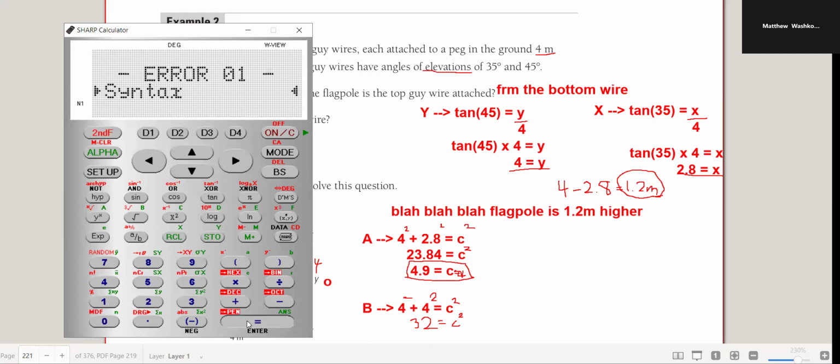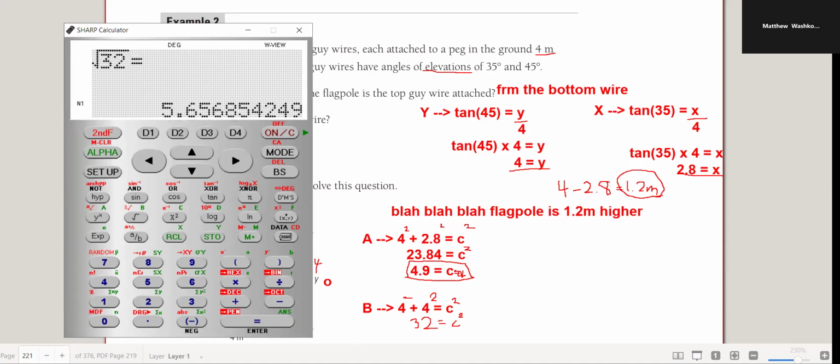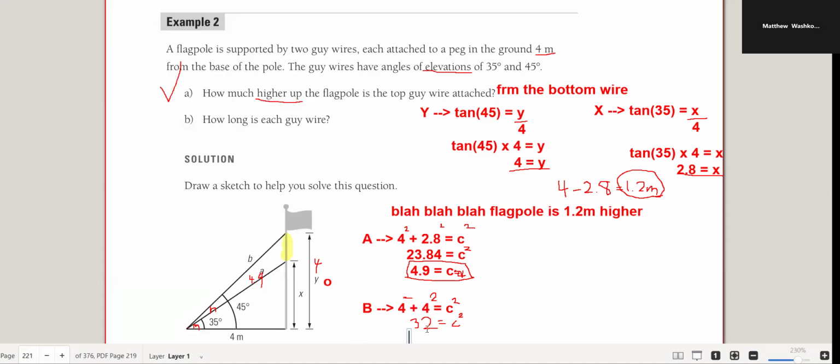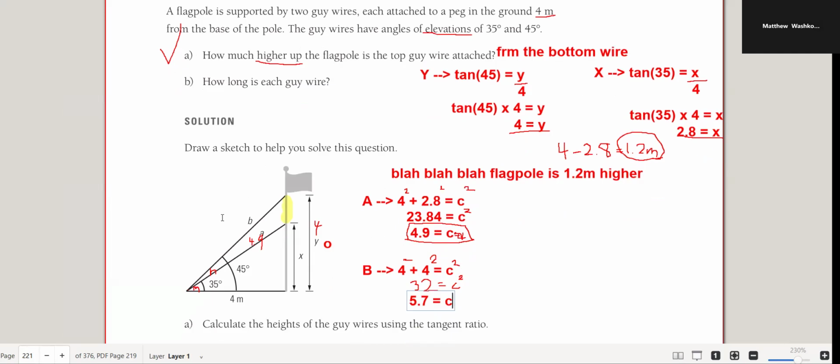Can't do it this way. It breaks the calculator. You have to have that square root symbol at the front. Is equal to 5.7. Sure, why not? So 5.7 is equal to C in this case, which is actually B. Circle that. That's also a final answer here.